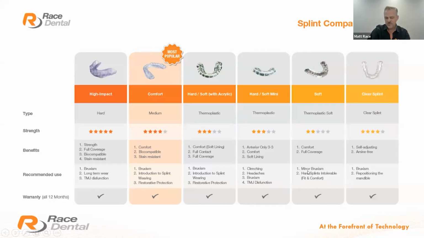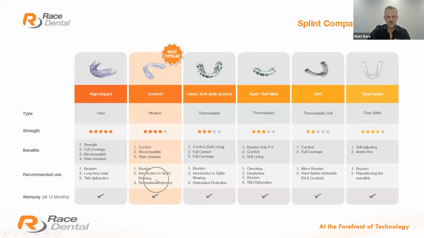The soft splint is probably the most comfortable of all splints, but it does wear pretty aggressively. It's fantastic for patients that don't grind but have had 10 veneers or more, or up to 10 veneers. This soft splint sits in the mouth. It's basically similar to a mouthguard material, so the attrition will wear the splint down instead of the patient's teeth. And your recommended use is down here as well.